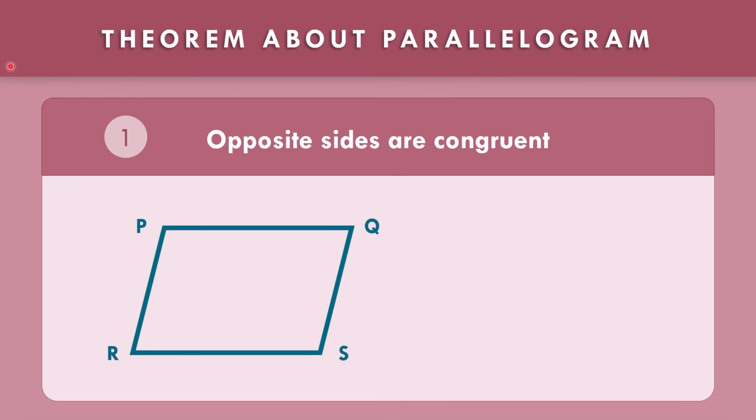So, the theorems about the parallelogram. First, opposite sides are congruent. So it means line segment PQ is congruent to line segment RS. The symbol for congruent is an equal sign with a wave on top. Another pair of sides that is congruent: line segment PR is congruent to line segment QS. Again, the symbol for congruent is equal with a wave on top.